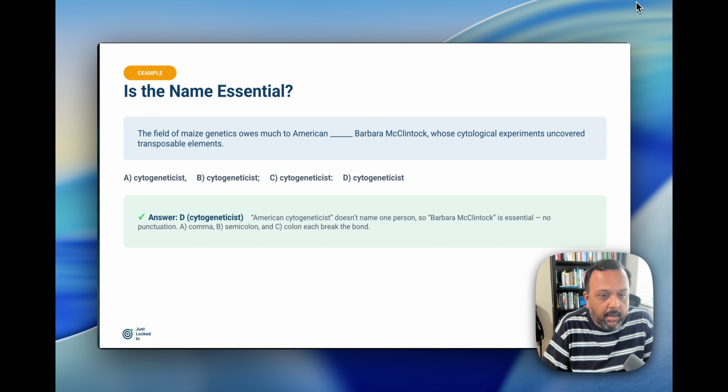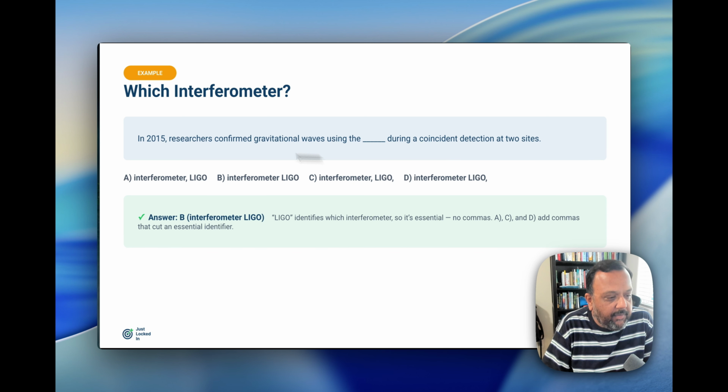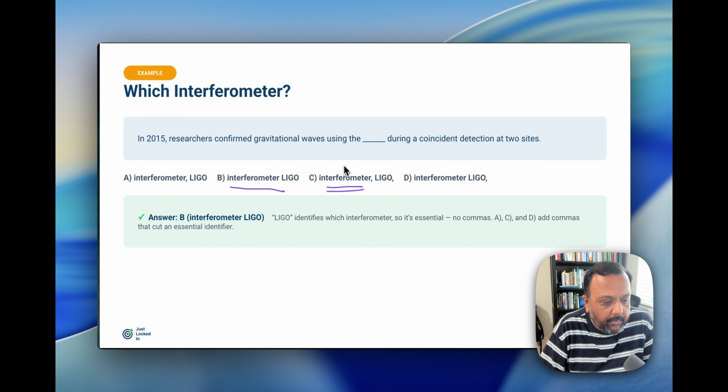All right. So look at the next one. In 2015, researchers confirmed gravitational waves using the interferometer LIGO during a coincident detection at two sites, right? So there could be several interferometers, right? So LIGO becomes essential information. So therefore, B is the right answer. Okay, so don't use C, for example, like using the interferometer, comma, LIGO, comma. Okay, so this is incorrect. Okay, so use B. All right.